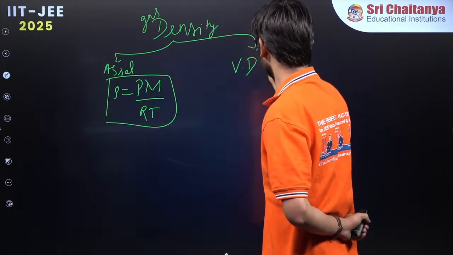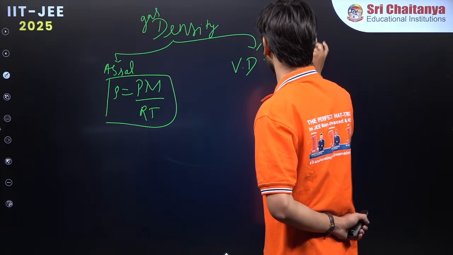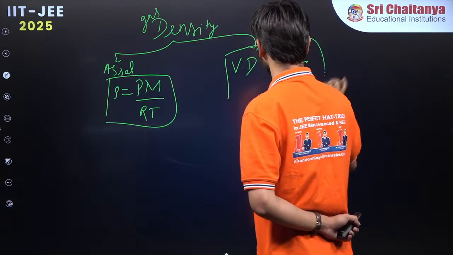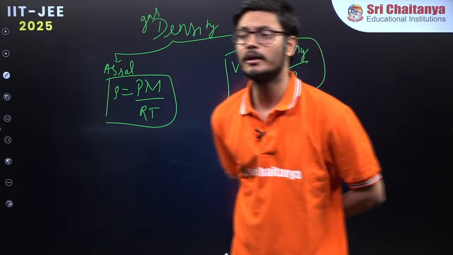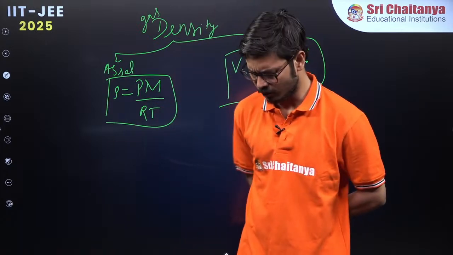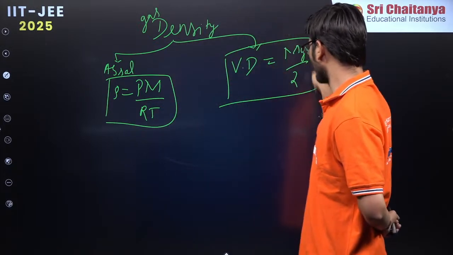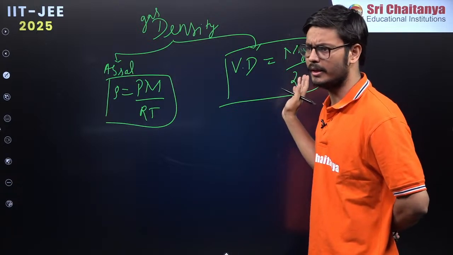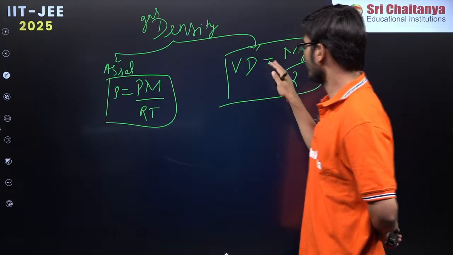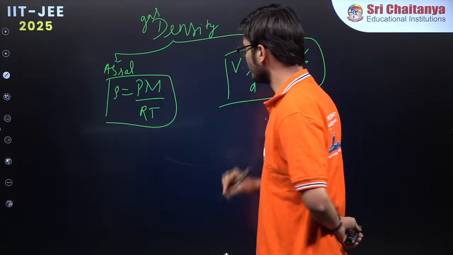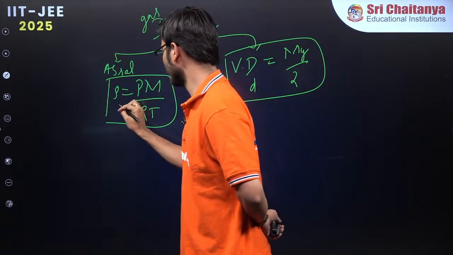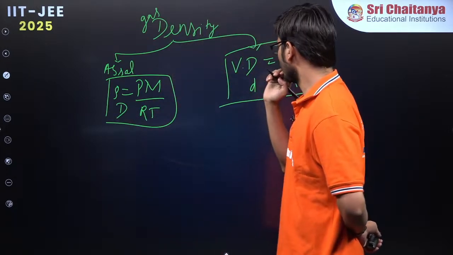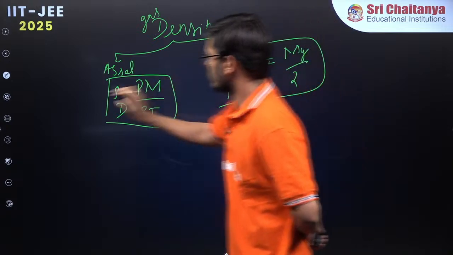And vapor density we derived that it is equal to mass of gas by 2, because vapor density is the relative density with respect to hydrogen gas, yes or no? Therefore vapor density ka formula comes mass of gas by 2. And this we have done the derivation already, right? Vapor density we denote by small d, and absolute density we denote by capital D.